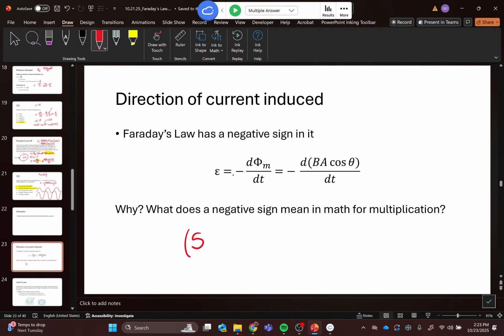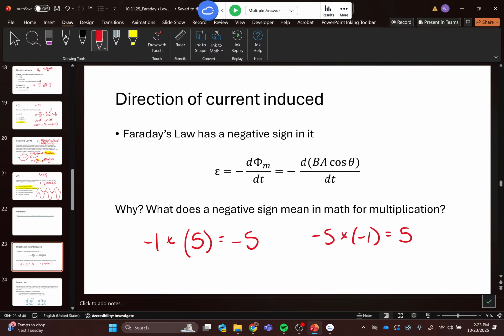If I multiply 5 times negative 1, what does it turn it into? Negative 5. Great. If I multiply negative 5 times negative 1, what does it turn it into? All right, this sounds stupid, but what I want to get you to see is that multiplying by a negative makes it the opposite. That's the idea here. By multiplying by a negative, we're doing the opposite.